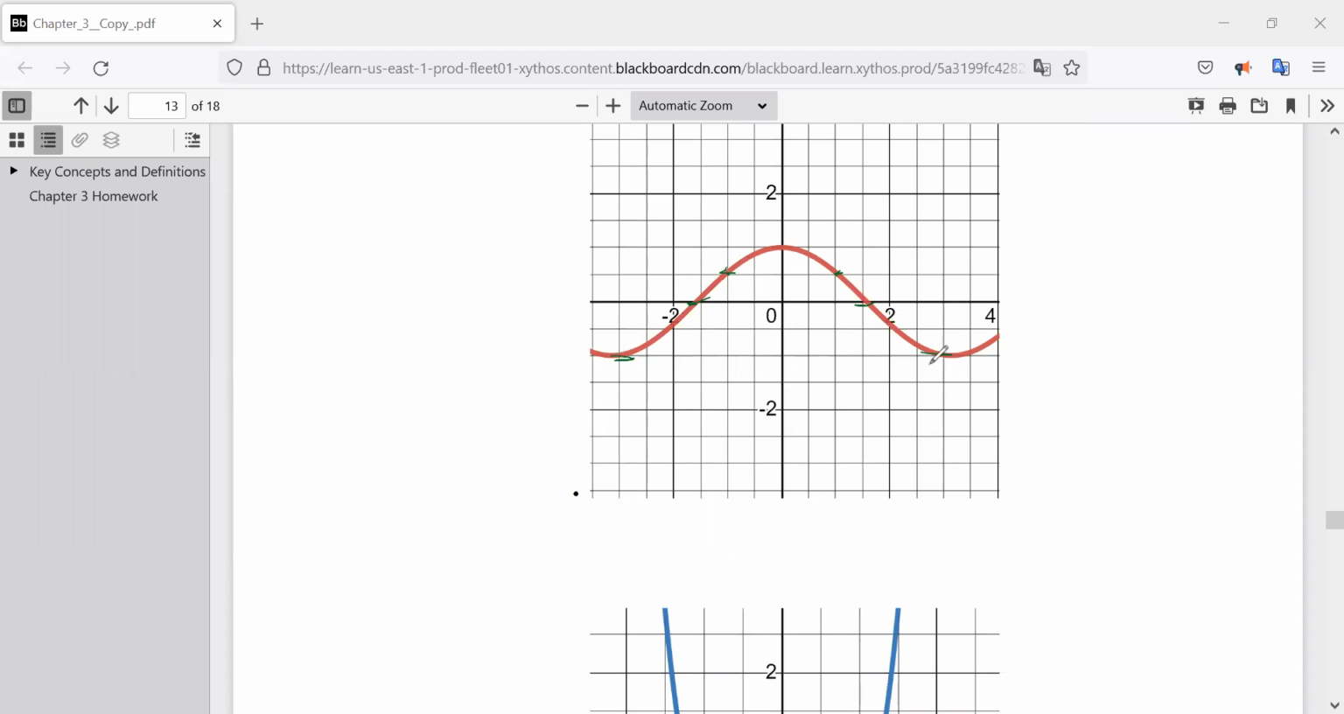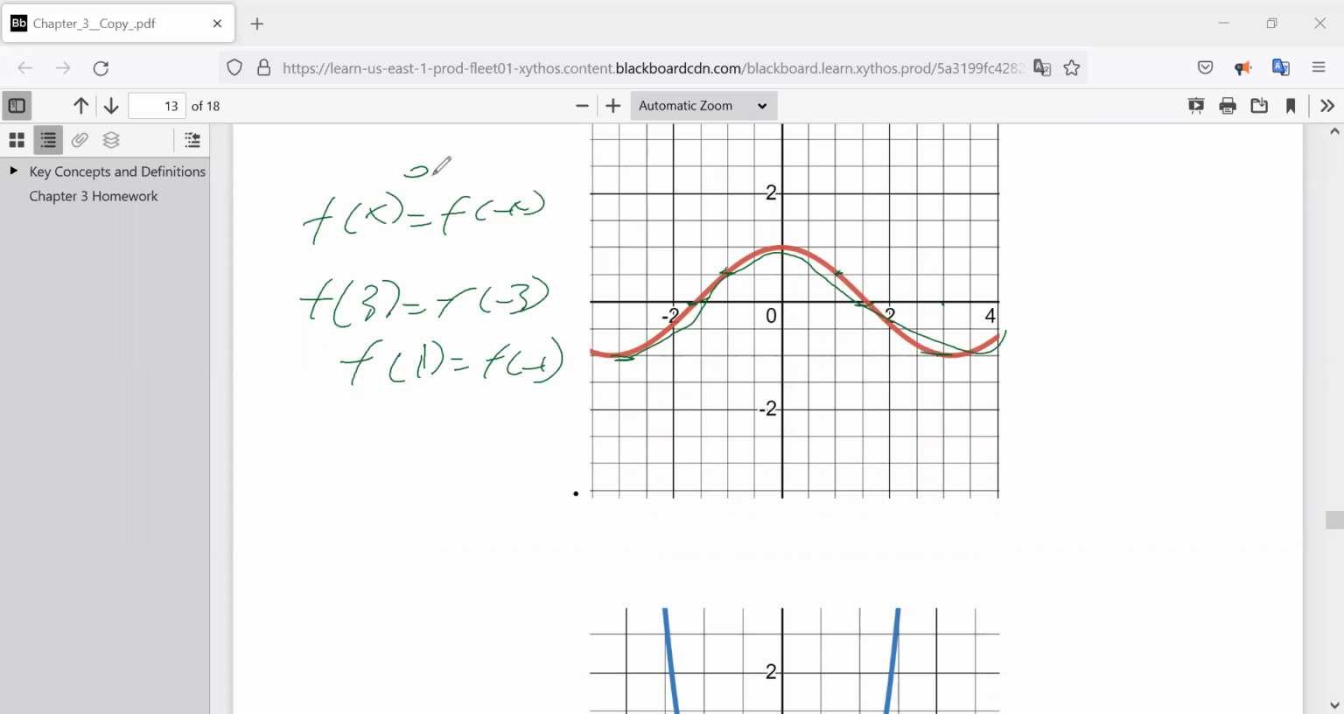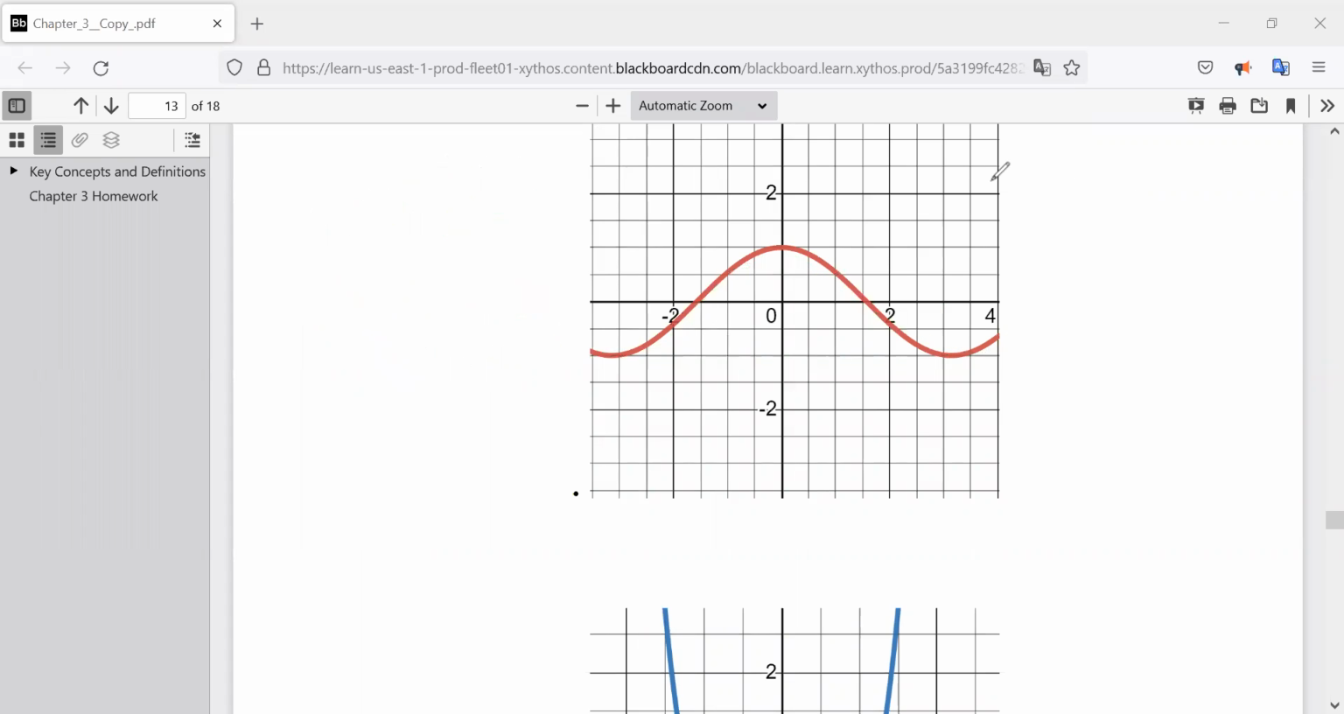Like if I go over 3 to the right, so f of 3 is equal to f of -3. If I do f of 1, that's equal to f of -1. And it's going to also hold for all these points in the middle. Yeah, so because we have that f of x is equal to f of -x, that means that this guy right here is even. And this is a variant of cosine. In fact, I think this is just cosine of x.